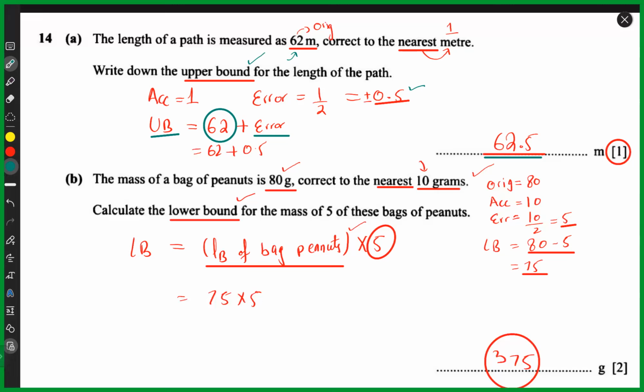I agree. This statement right here would have made you think that you were supposed to round it off to the nearest meter. No, that's not true. The statement says the length of a path is measured as 62 meters correct to the nearest meter. Like this 62 meters was basically rounded off. This was basically the idea. This 62 was rounded off. This is a rounded figure that the examiner gave you. You're not supposed to round off anything when the question is about upper or lower bound. Okay.